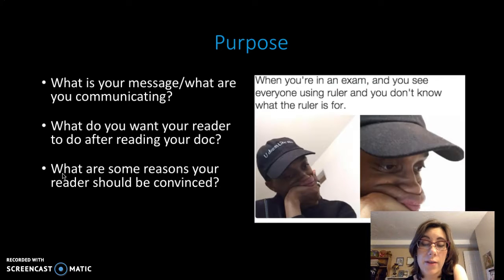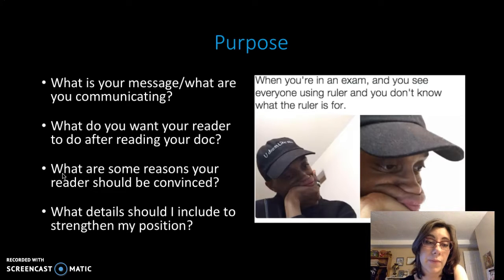Make sure that your reader has adequate reasons to be convinced to think like you do. Don't just say they should do something, you got to give them reasons. And include details that can strengthen your position, that can make your position even more convincing to your reader. Okay? So write these down, keep these in mind when you're revising your documents.